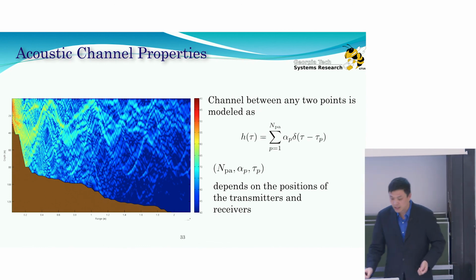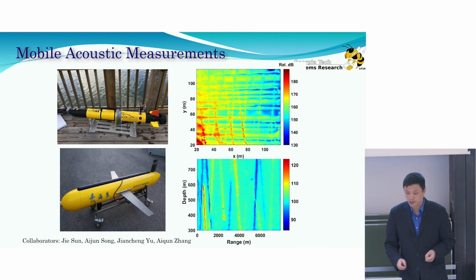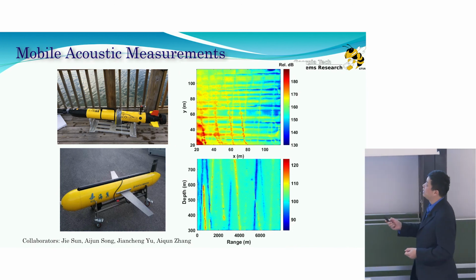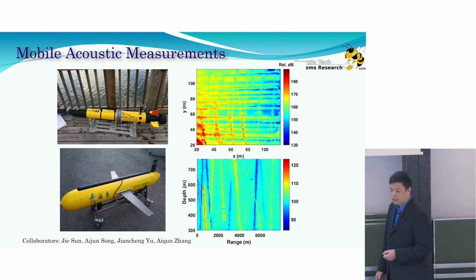For this audience, I just want to say that. And we use robots now to map these fields. These are real data collected by our AUV EcoMapper, in the horizontal domain. And this is collected by an underwater glider in the South China Sea. This is the environmental noise collected by an underwater glider.